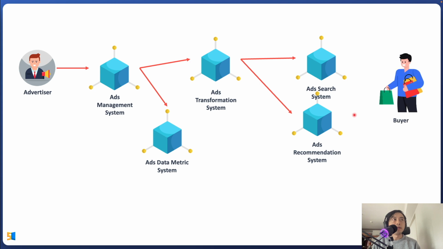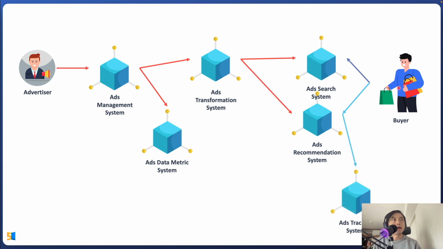So for example, if I'm a buyer on an e-commerce platform, I can search for a product in the search page. If I see ads in the search page, those ads will come from the ads search system. But if I browse a product, let's say I see product recommendations on the homepage or on the item detail page, that usually comes from the ads recommendation system. So these two, we usually call them buyer facing services.